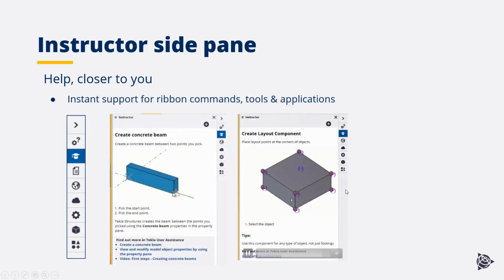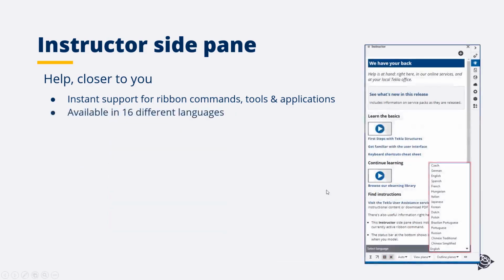Most of these side pane spaces contain short instructive videos that run after executing a command, as well as providing links, for example, to YouTube videos or more comprehensive online help pages. The side pane instructor is available for core commands as well as tools and applications. It's also available in 16 different languages that you can change at will. Also, users and companies who create their own tools, or just want to edit existing tools, can do so with the plus button in the top right-hand corner of the side pane.